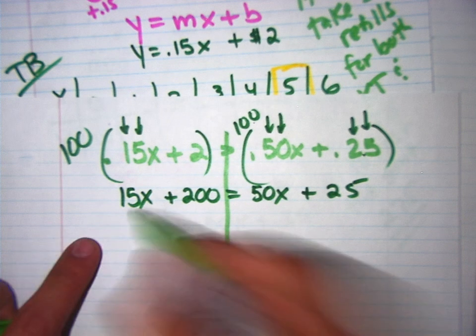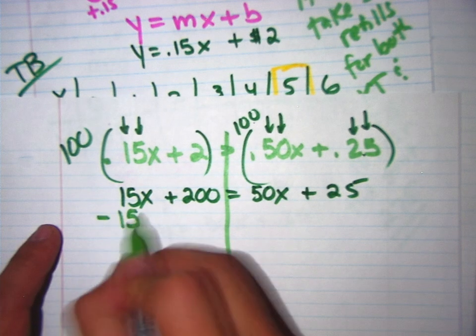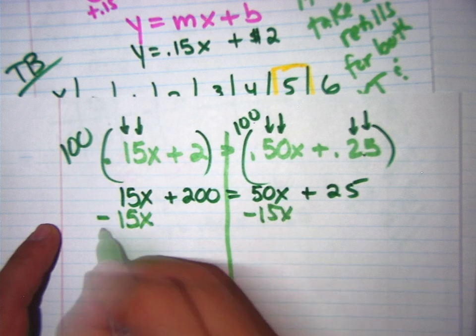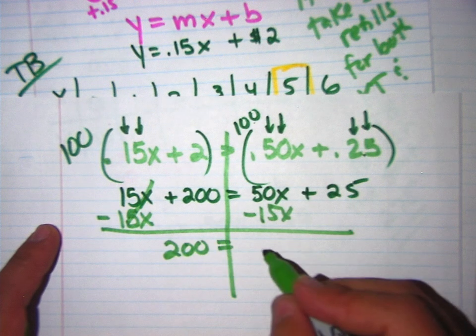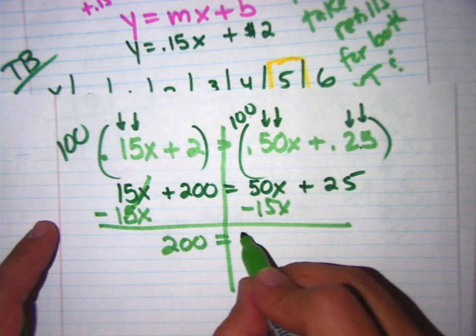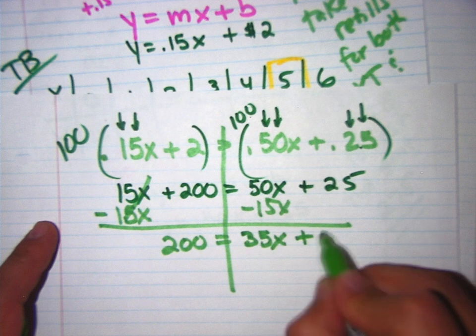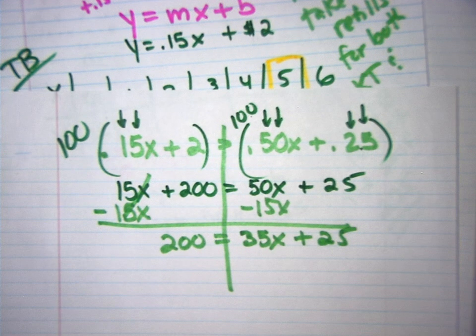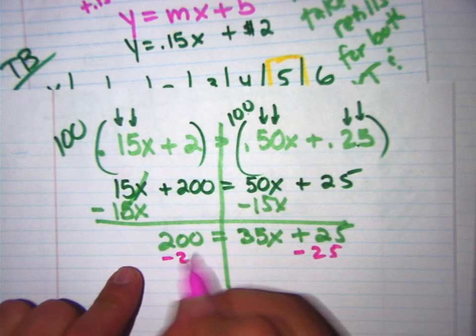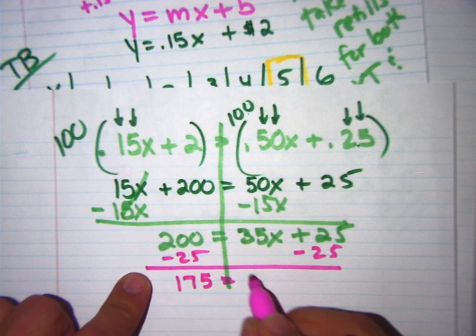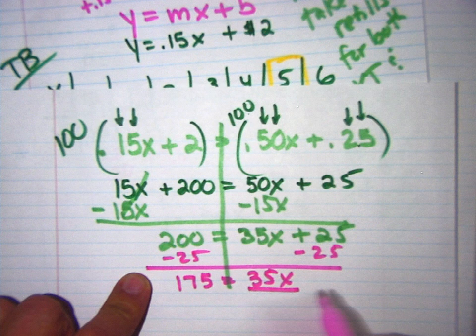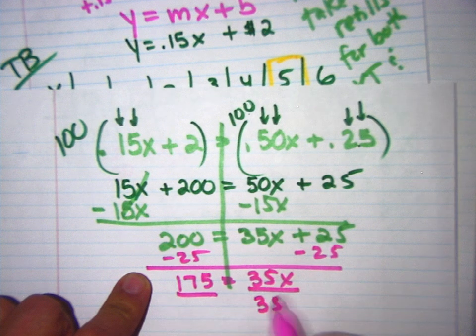Okay? So now what do I do? Zero pairs. 200 equals, what's 50x take away 15x? 35x plus 25. Then what do I do? Subtract 25 from both sides. And what do I get? 175 equals 35x. Divide by 35.